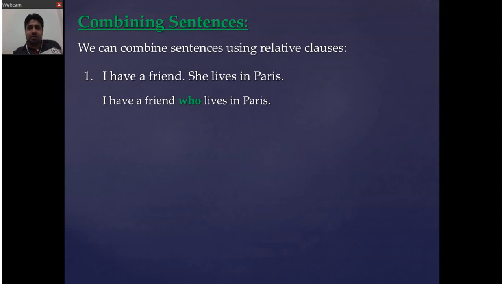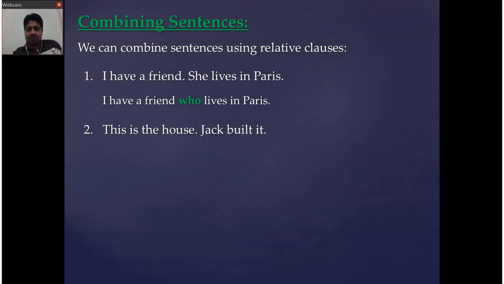So, two things to do. Delete the full stop. Make them one sentence, I mean. Secondly, delete also the repeated pronoun. Mainly it is found in the second sentence, so we don't need it. Let me give you more examples to make it even clearer.